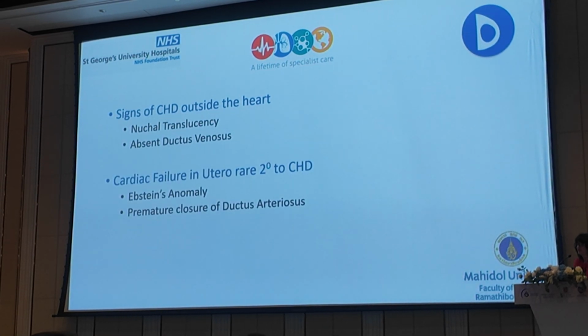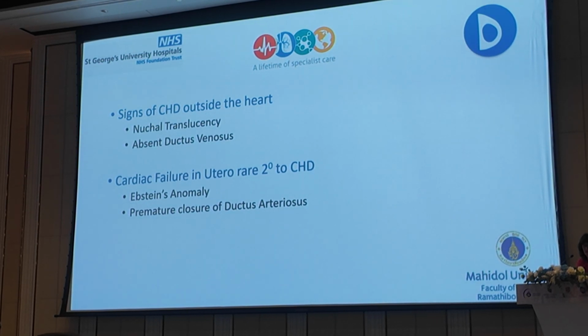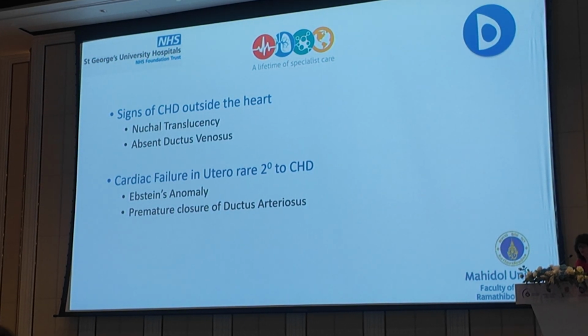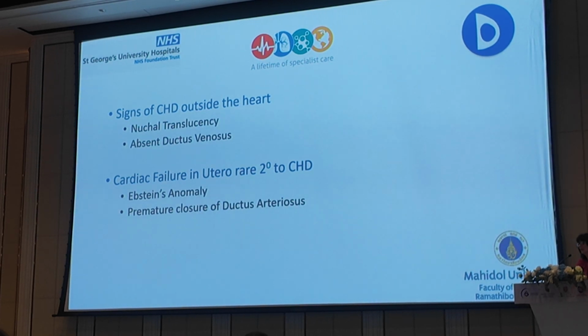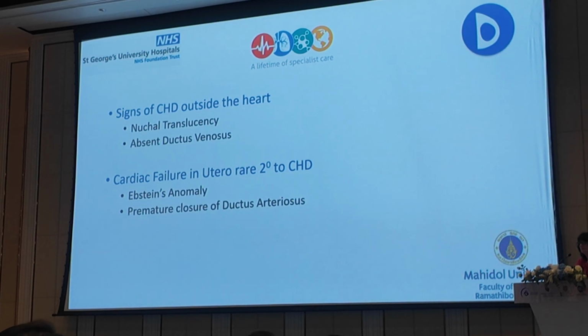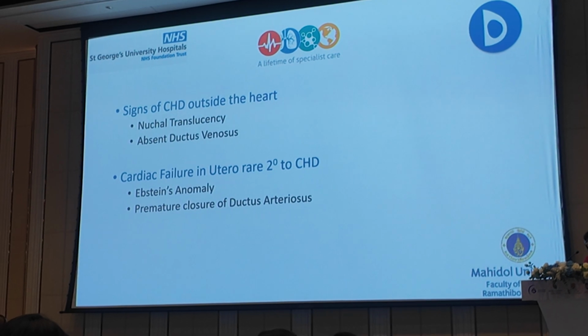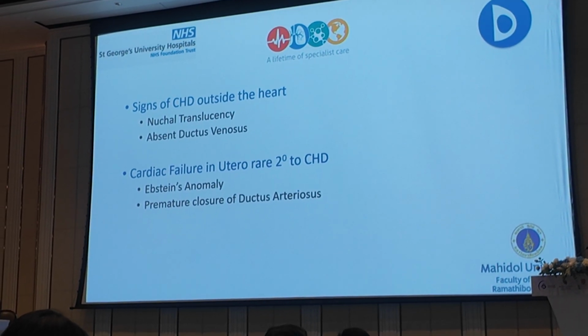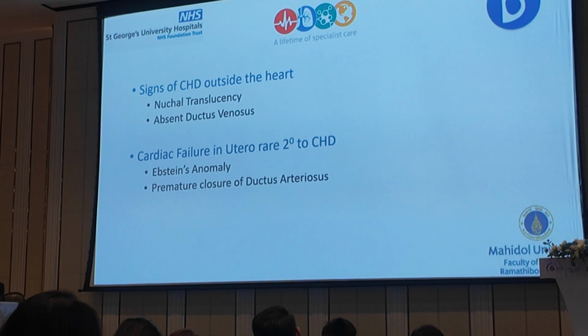Cardiac failure in utero is very rarely secondary to congenital heart disease. You might get a premature closure of the ductus arteriosus, but I really don't think that's normally a genetic problem, and often it's a sick baby, maybe hypoxic or something like that. Epstein's anomaly is said to be one of the ones that does cause fetal congenital heart problems in utero.